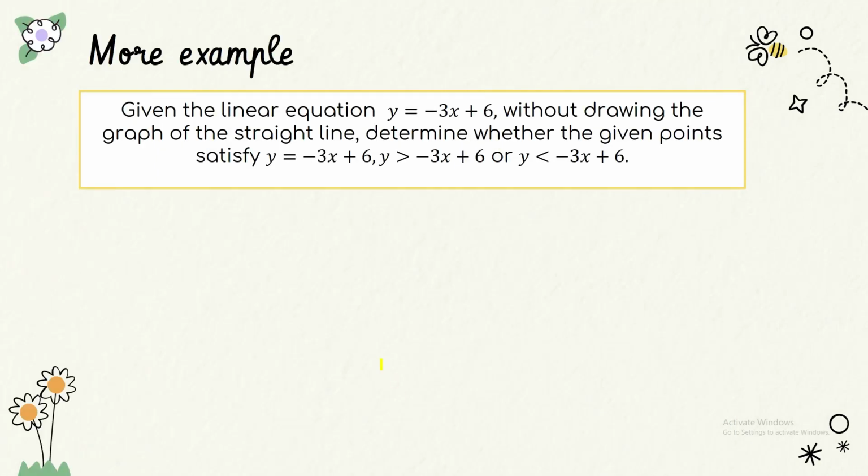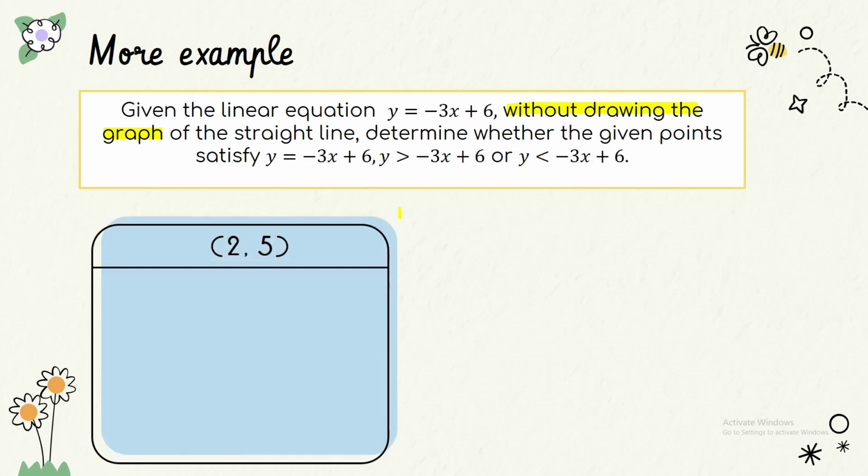Okay, now we take a look at one more example. Given the linear equation y equal to negative 3x plus 6, without drawing the graph. Okay, without drawing the graph. Just now we have seen the graph, but right now there is no graph of the straight line. Determine whether the given point satisfies y equal to negative 3x plus 6, or y higher than negative 3x plus 6, or y lower than negative 3x plus 6.